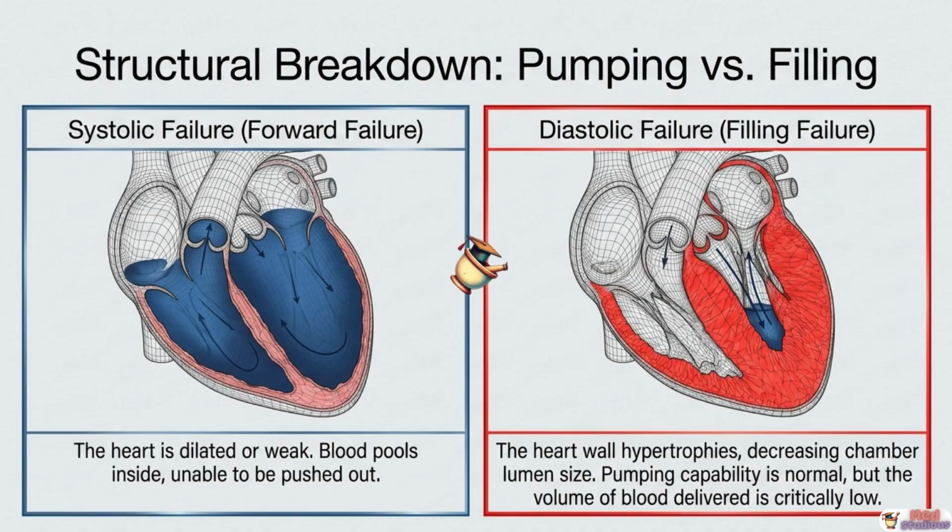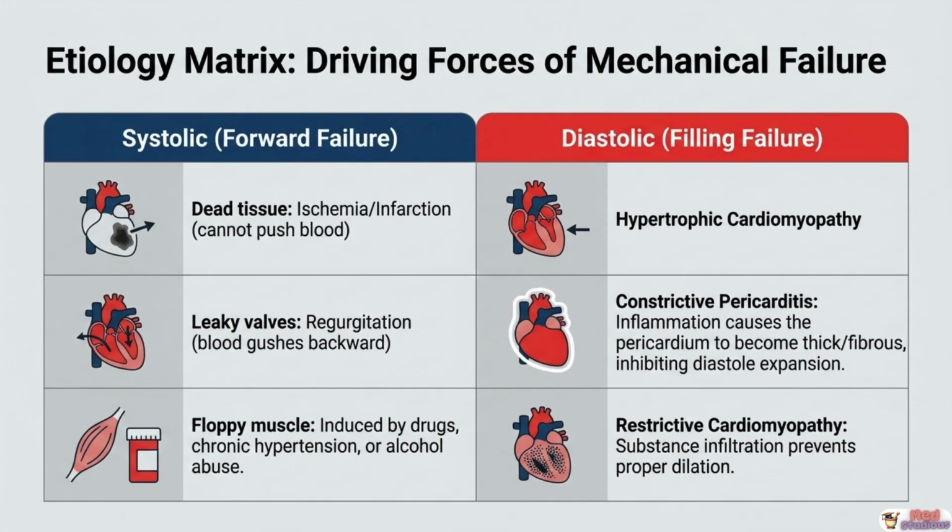Ejection fraction is normal or even supernormal, yet the patient remains in heart failure because the absolute volume ejected is insufficient. HFpEF now accounts for more than 50% of all heart failure cases globally, making it the dominant phenotype in clinical practice. Understanding what drives the heart towards systolic or diastolic failure requires a systematic etiological framework.